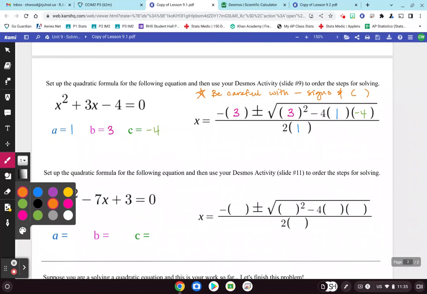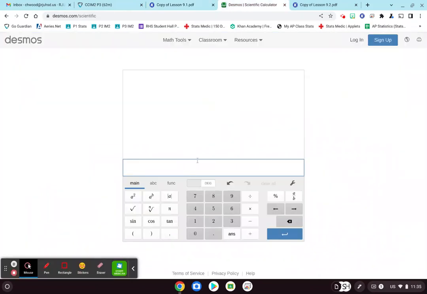Okay, let's go talk about how we can use the calculator to get our answers, because from here, you don't have to do any more work. So in your Desmos calculator, you need to type in that equation exactly as you saw it. So negative b, and we purposely wrote it with parentheses so you could follow this. When you get to the plus or minus sign, you have to choose.